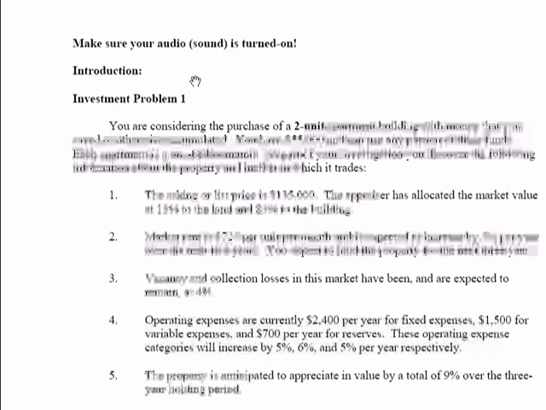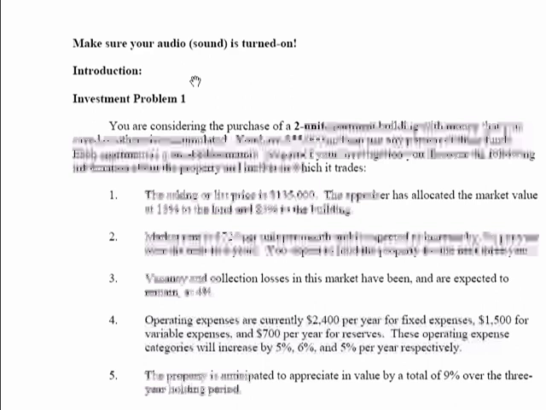The collection loss part of vacancy and collection loss refers to that sometimes, even though the property is occupied, tenants don't pay their rent in full or on time. So that could be a collection loss component of vacancy and collection loss. So it's to account for vacant space in the property over the course of the year, and also the fact that occasionally we don't collect the rent in full or on time.